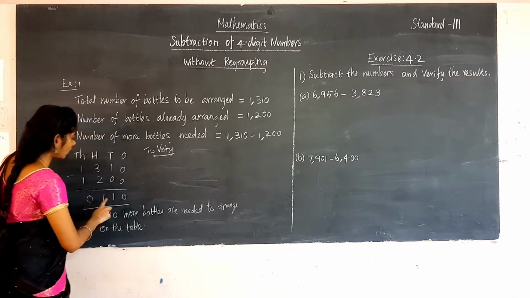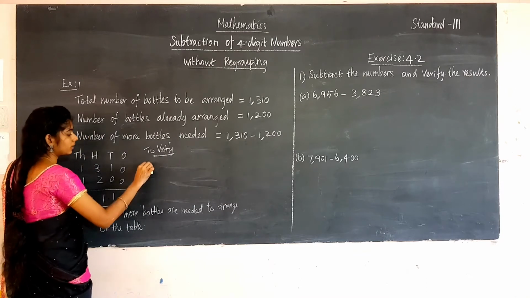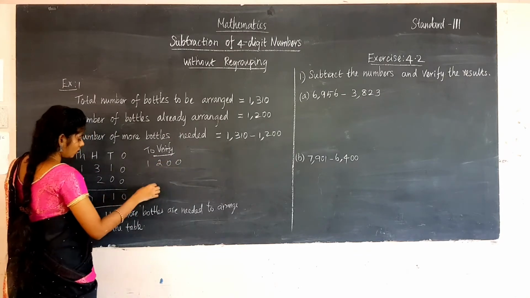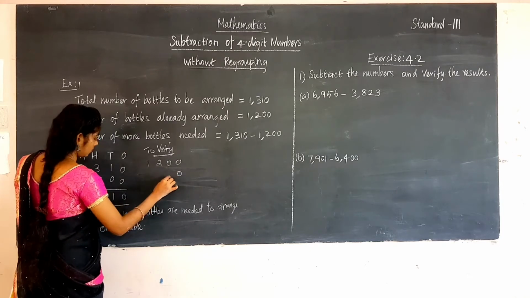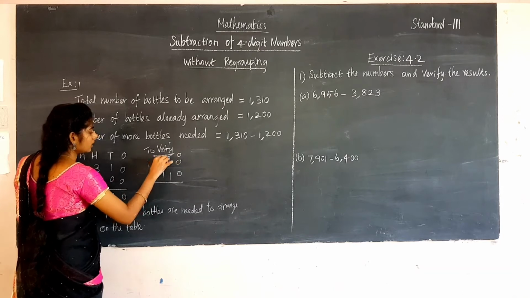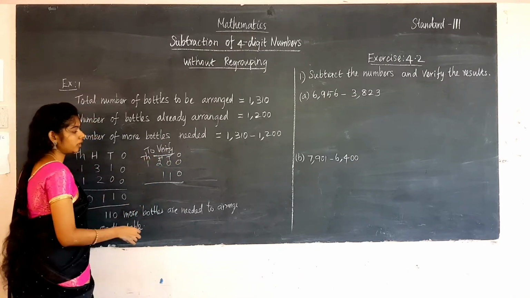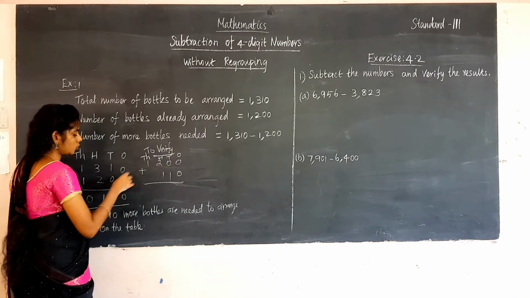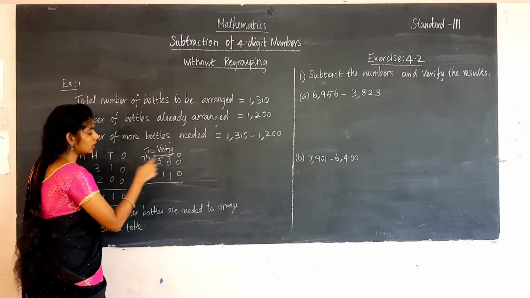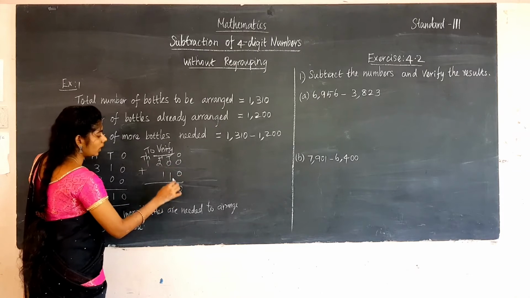To verify, we have to write the two numbers to add. So write the number 1200 plus 110. Give the places: ones, tens, hundreds and thousands. So how will you verify that? We have to add those two numbers, then you will get the answer. If we get the answer, it means the answer you have found as 110 is right.